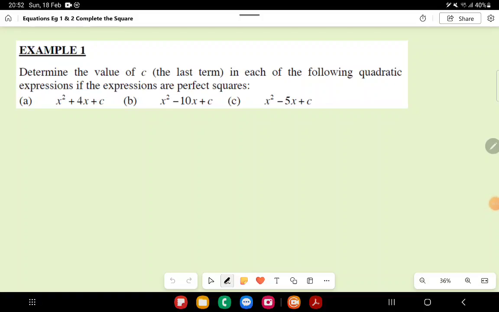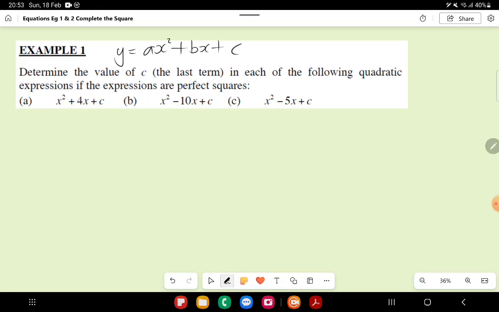Today we're going to look at equations. Specifically, we're going to look at examples 1 and 2. In this lesson, we are going to learn how to complete the square. Now, you know how to write a quadratic equation as y equals ax squared plus bx plus c, which is more or less what we have on the board right now, right? So we have y equals ax squared plus bx plus c.